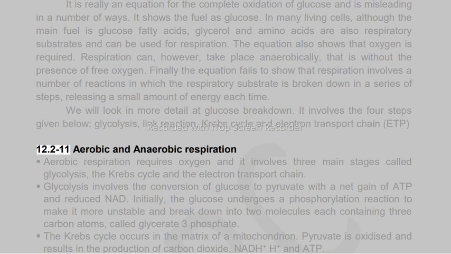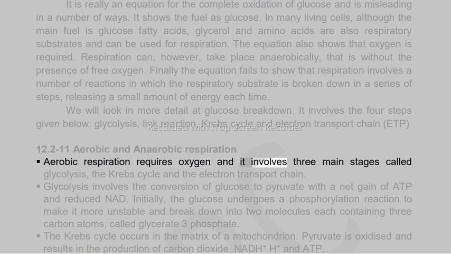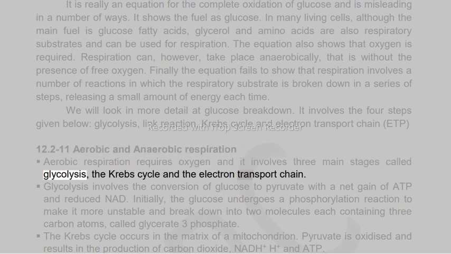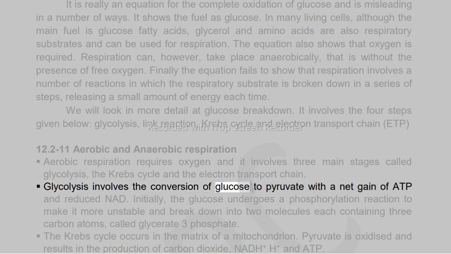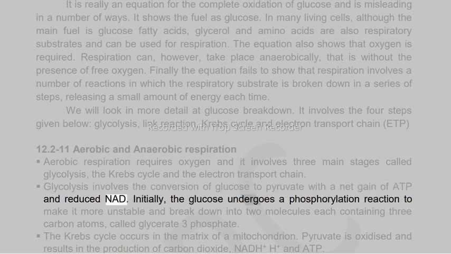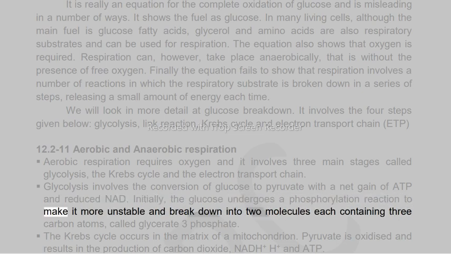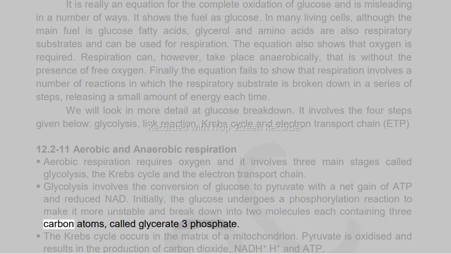Aerobic and anaerobic respiration. Aerobic respiration requires oxygen and it involves main stages called glycolysis, the Krebs cycle, and the electron transport chain. Glycolysis involves the conversion of glucose to pyruvate with a net gain of ATP and reduced NAD. Initially, the glucose undergoes a phosphorylation reaction to make it more unstable, and break down into 2 molecules each containing 3 carbon atoms, called glycerate 3-phosphate.